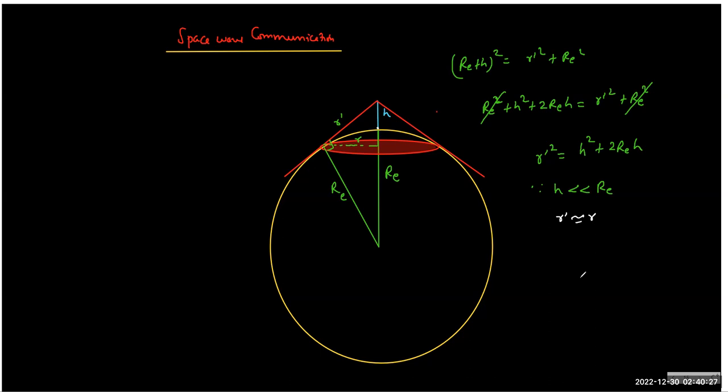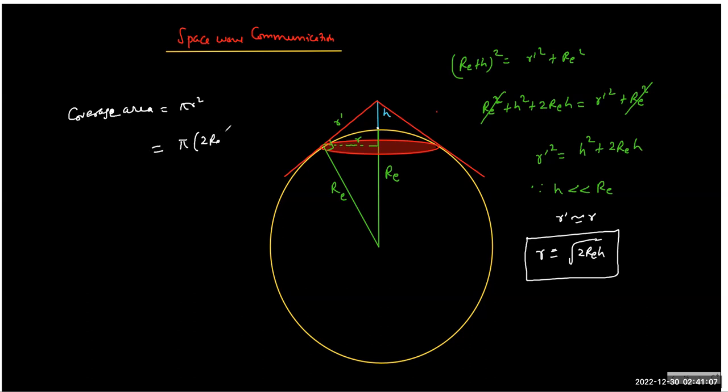But this is just a derivation. So what is your answer? R equals how much? So this is the distance any antenna of height h can cover on the Earth surface, right? So what is the coverage area? What area on the Earth surface will this antenna cover? You can think of it as a flat surface, so pi r square. So the coverage area will be pi 2 Re h.